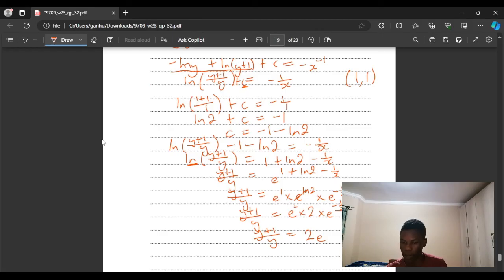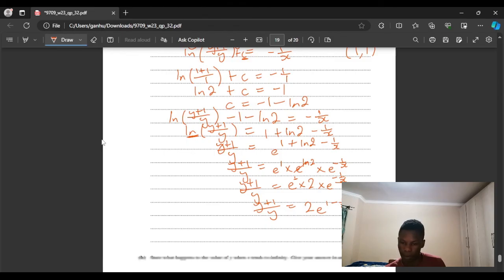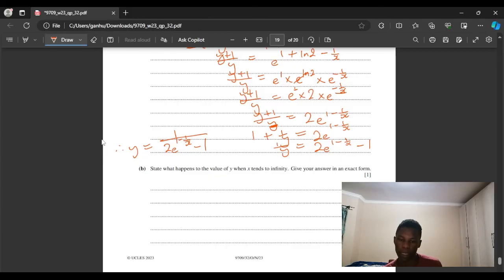So that's y plus 1 over y is equal to 2e. And now let's use laws of indices to add these two powers together. That's 1 minus 1 over x. And here we can distribute the denominator y so that we simplify. So we have y over y, which gives us 1. Then we have 1 over y is equal to 2e to the power 1 minus 1 over x. And if we move the 1 to the other side, it becomes 1 over y is equal to 2e to the power 1 minus 1 over x minus 1. And then that would therefore give us our final answer. Y is equal to 1 over 2e to the power 1 minus 1 over x minus 1. That would be your final answer.